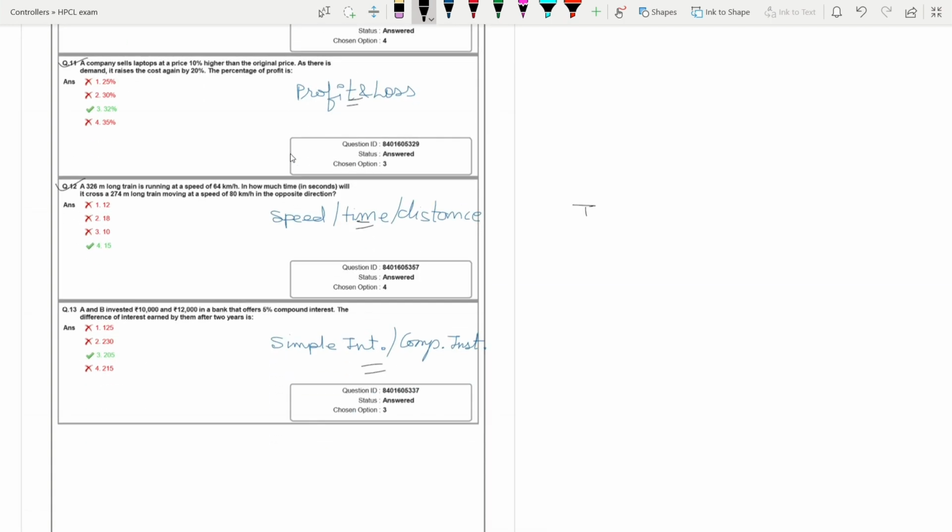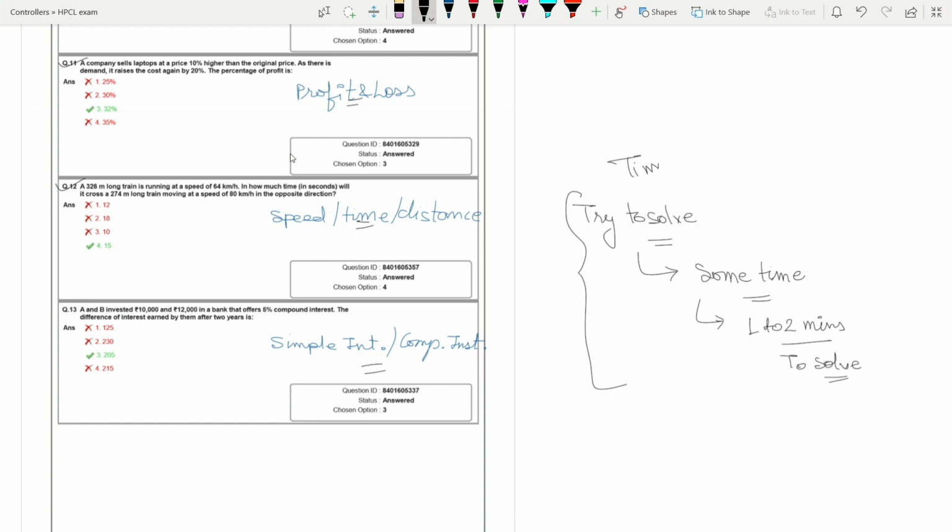When you try to solve these questions, you'll find that they require some time. These questions generally need 1 to 2 minutes to solve, so this section is actually time consuming. My suggestion is that you give it proper time. Once you are done with the core section, you can move on to quantitative aptitude and logical reasoning, so that you can score maximum marks within the time frame, and that will be a very good strategy.